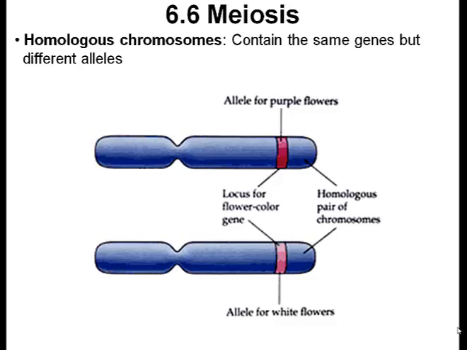These homologous chromosomes, like all homologous chromosomes, contain the same genes but different versions of the same gene, and we refer to those different versions of the same gene as alleles, a term that appears on this slide.